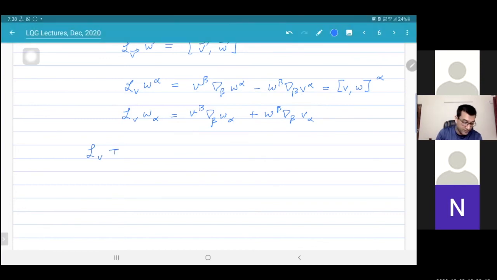So for instance, let's say you have a tensor with one upper and one lower index. What would be the Lie derivative of this guy? Well, it would be first just the directional derivative with respect to V. Then you would get one term. So let me write it down. T^alpha_beta, and then del_mu V^alpha. This is the term you get for the upper index, and for the lower index, you would get T^alpha_mu del_beta V^mu.